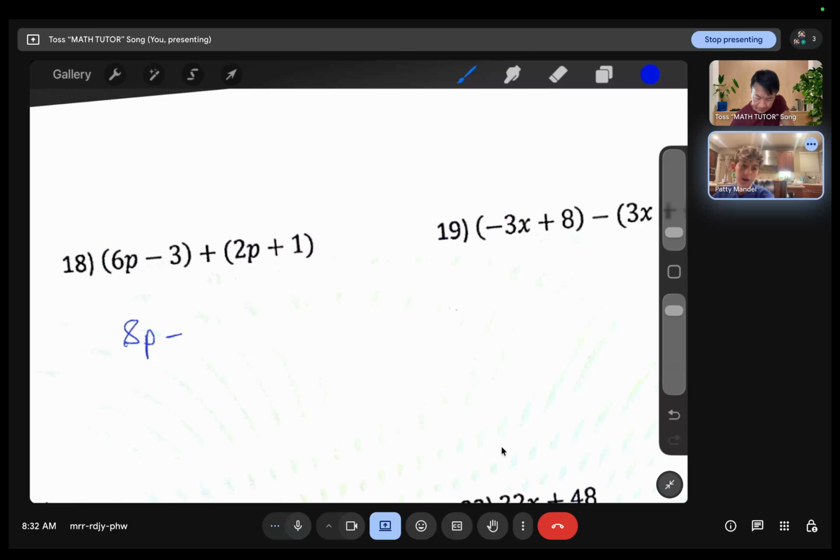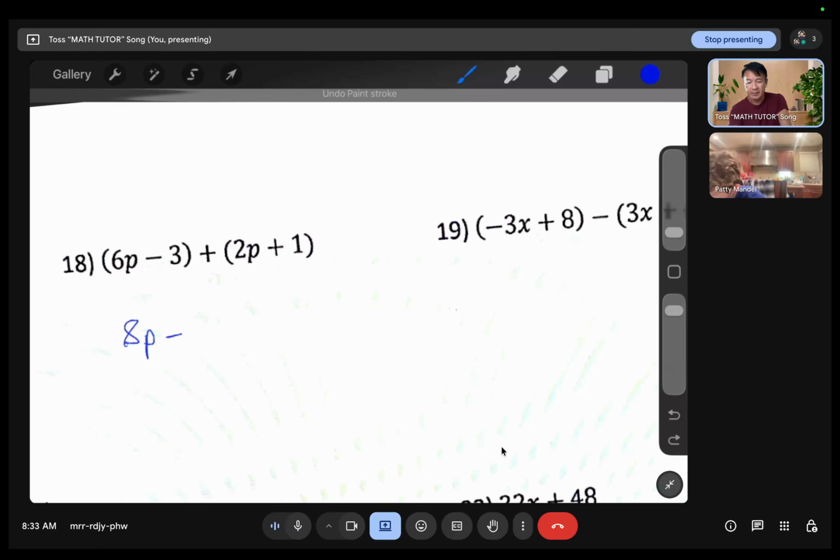8p minus 4? What do you think? Want to double check that? It is not a minus 4. Oh, it is 8p. I'm sorry, it is 8p. The reason is because we're adding the p terms and the constant.